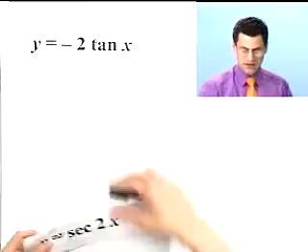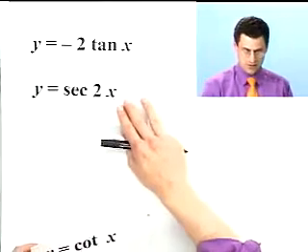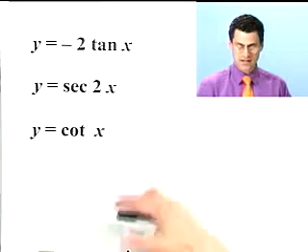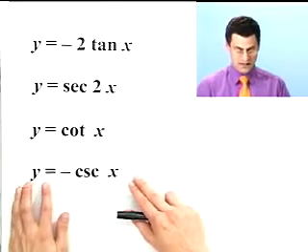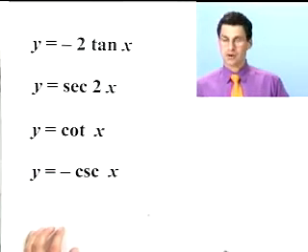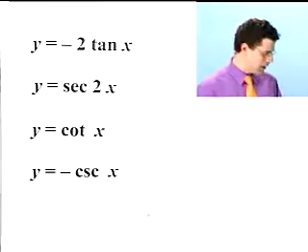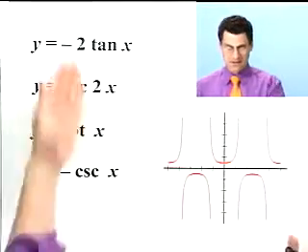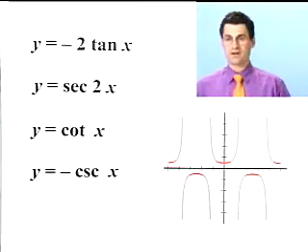So here are the functions. Y equals minus 2 tan x. Y equals secant 2x. Y equals cotangent x. And finally, last but not least, y equals minus cosecant x. All right, I'm going to give you the graph, and you see if you can figure out which of these it relates to. So here's the first one. Your mission is to see which of these this might be the graph of. Give it a try right now and enter in your guess, and I'll come back and we'll see if we can do it together.